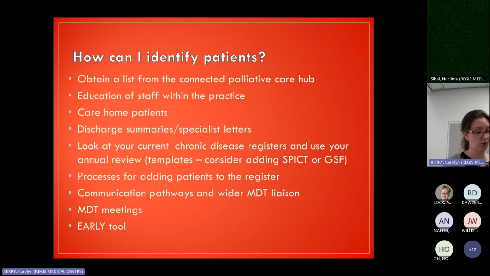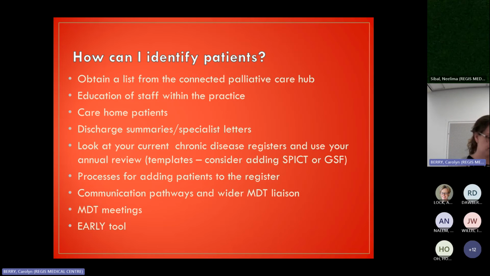Care home patients is an obvious one. We know that particularly nursing homes, so not residential homes, but nursing patients will often have a life expectancy of less than a year. So by very definition, a lot of them probably should be on our palliative care registers, and we should be talking about advanced care planning with them. So starting to look at your registered patients that are at care homes and thinking about that can again help build the list, and this is where patients with frailty and dementia would be picked up, some of these as well.